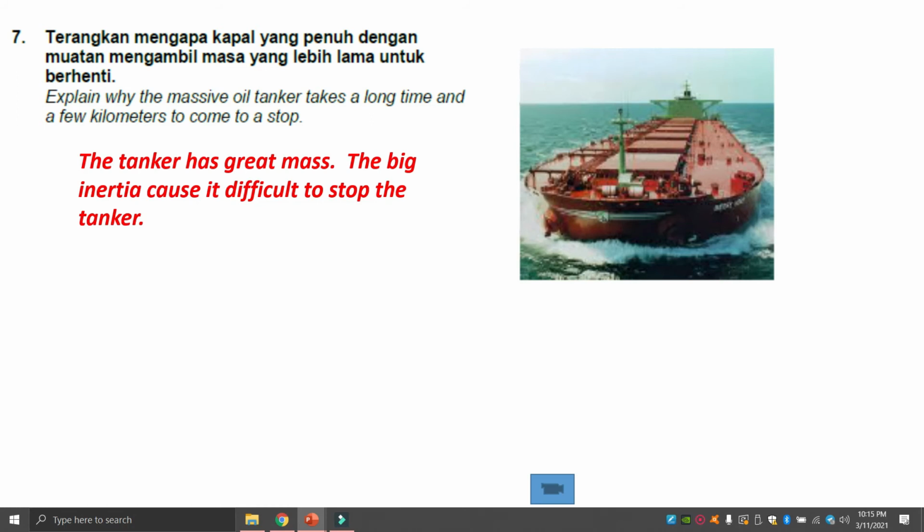Okay, why not just, when you reach the place you want to stop, stop like that? Cannot, because the oil tanker has a large inertia. Large inertia means they have to take some time to stop. So the answer is the tanker has a great mass, so the big inertia makes it difficult to stop the tanker. Right. So that is for the inertia.